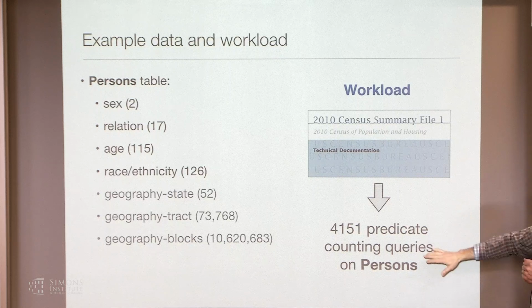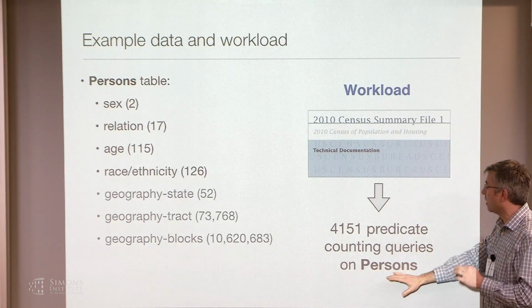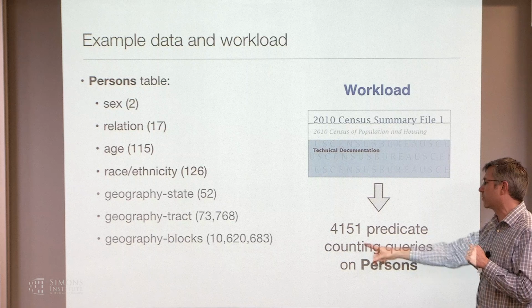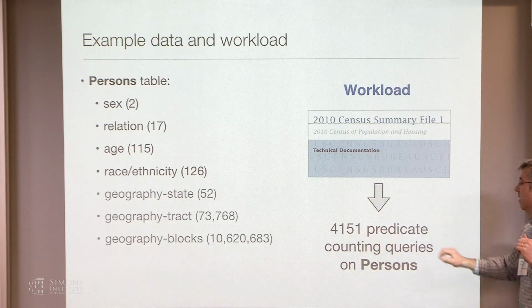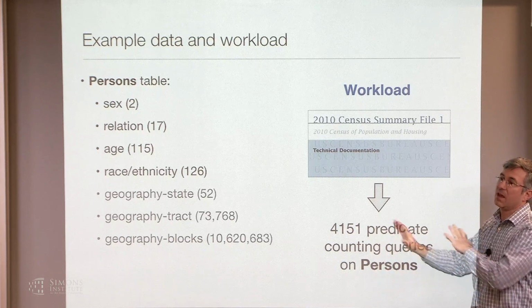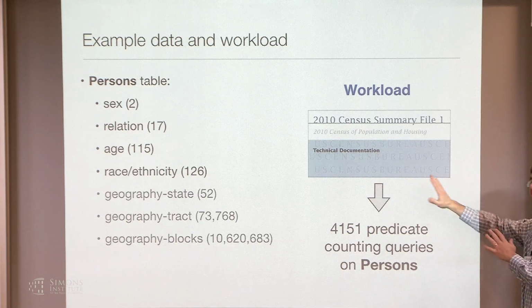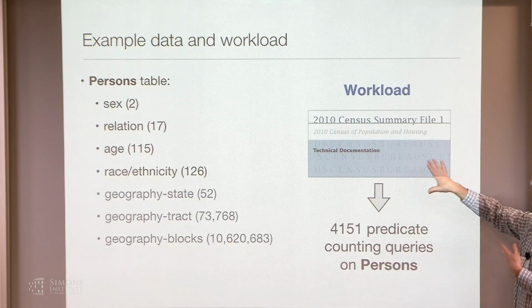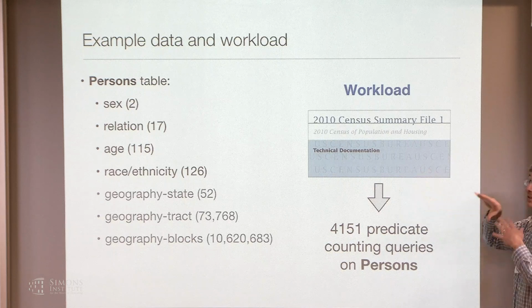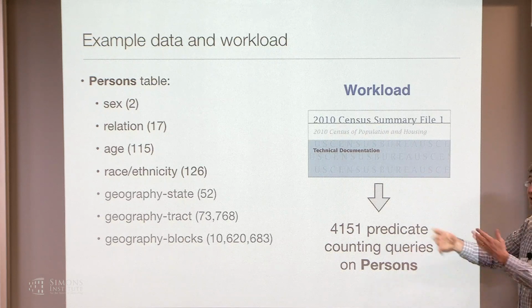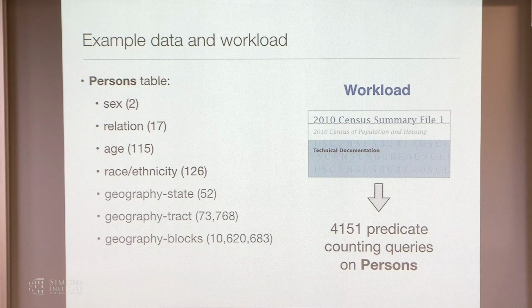If you just look at the more basic ones, there are more than 4,151 counting queries if you include household stuff. But if you just look at the ones that talk about persons, there are about 4,000 of those. And that's a workload. It's very nicely encoded, except that it's a PDF document and there are 700 pages that you have to read. It's precise and it's a workload, just like predicate queries.